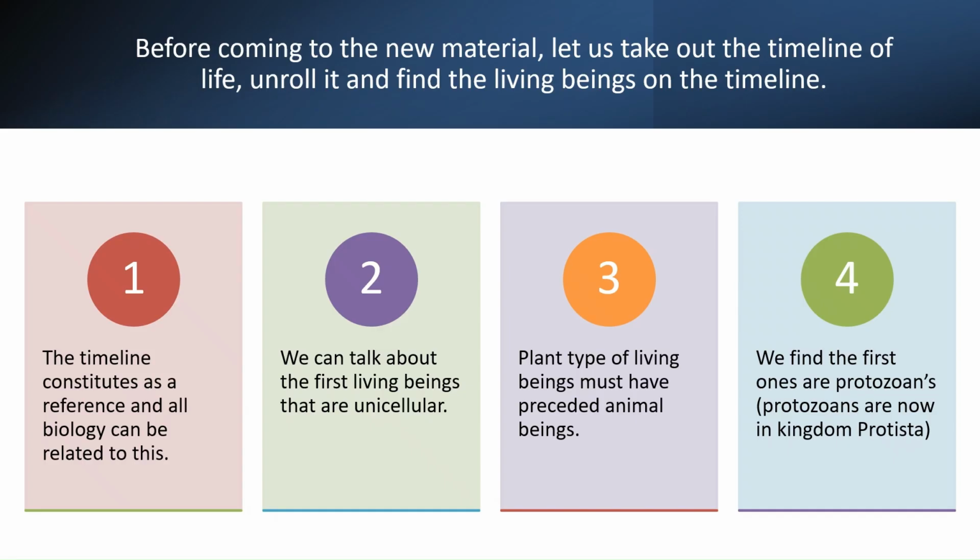Before coming to the new material, we need to take out the timeline of life, unroll it, and find the living beings on the timeline. The timeline constitutes a reference, and all biology can be related to this. We can talk about the first living beings that are unicellular. Plant type of living beings must have preceded animal beings. We find the first ones are protozoans, and remember the protozoans are now in kingdom Protista.